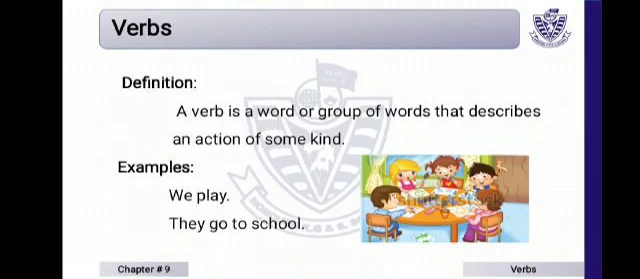Now we have verbs. What are verbs? In your previous classes, you have learned that verbs are action words. So, we have a definition here. A verb is a word or group of words that describes an action of some kind, like we play, Sarah sings, they will go to school. There are some verbs which tell us how or what a person, thing or place is. Some such verbs are am, is, are, was, were.